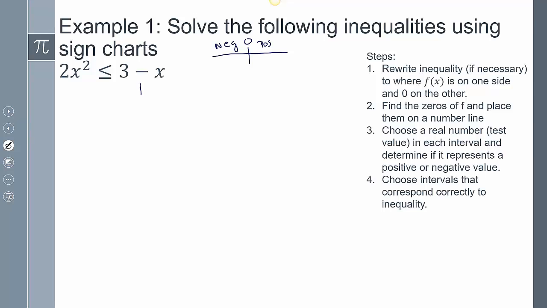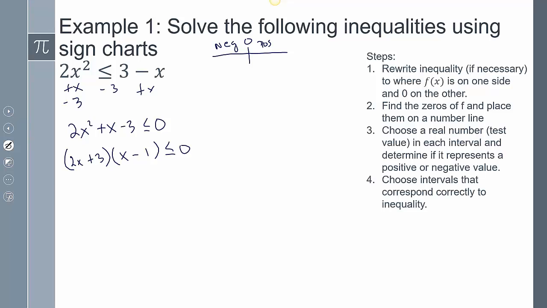is on the other. So that means I'm going to have to add x to both sides, and I'm going to minus 3 on both sides. So I'm going to get 2x squared plus x minus 3 is less than or equal to 0. Then I can factor this, and so this is going to factor into 2x and x, and it looks like it's going to be plus 3 and then a minus 1. And that's still less than or equal to 0.